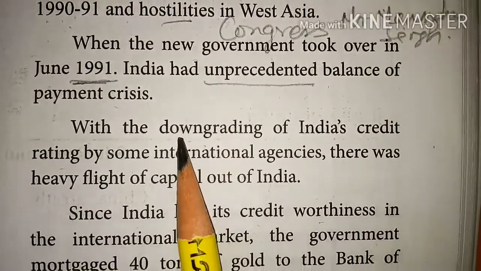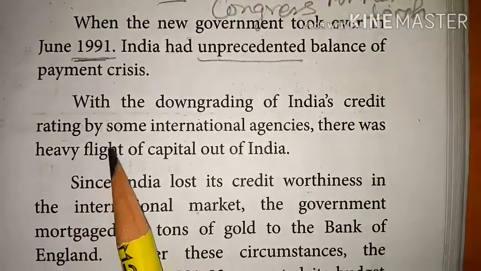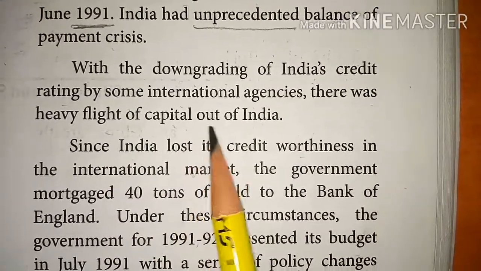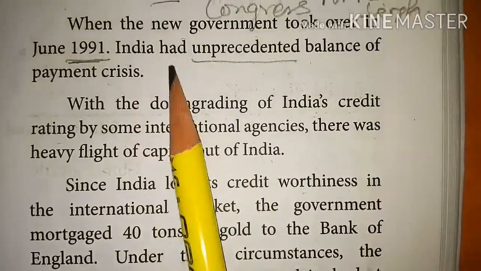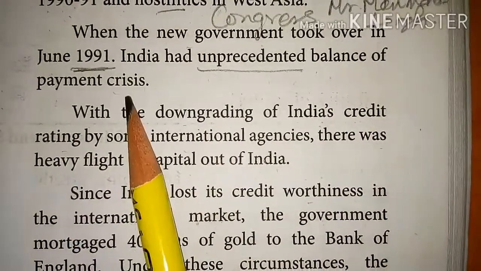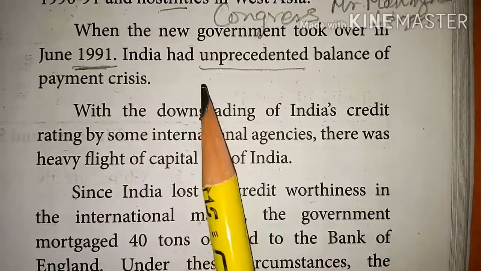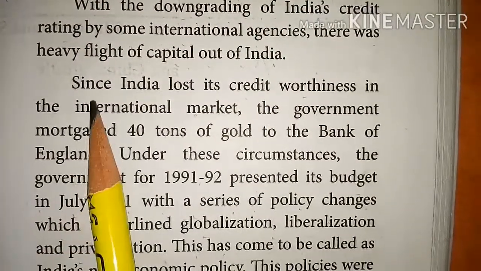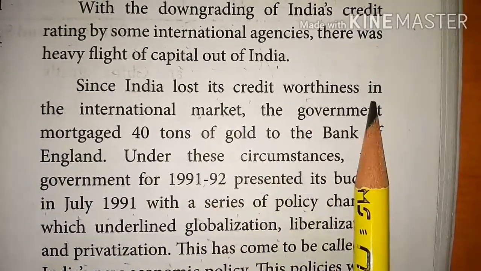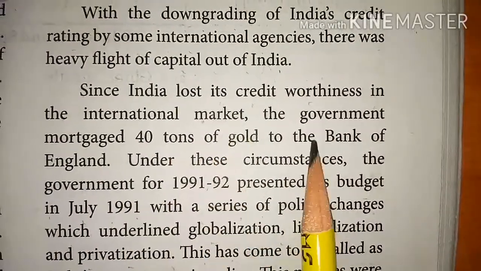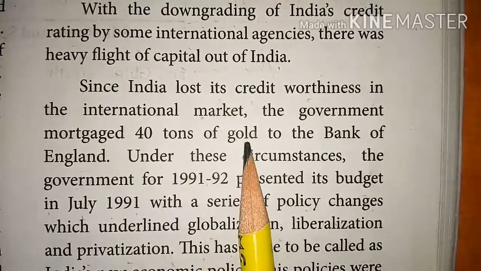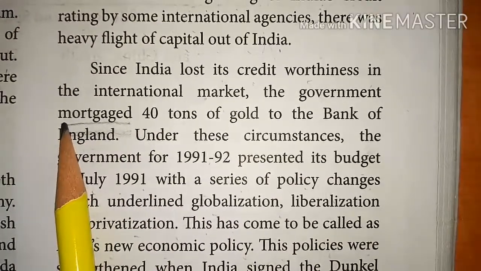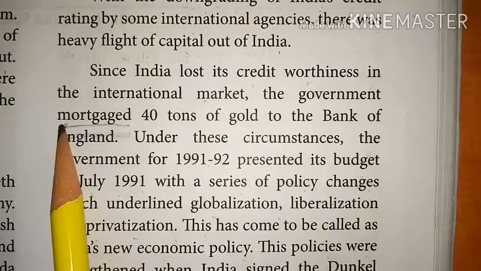And with the downgrading of India's credit rating by some international agencies, there was heavy flight of capital out of India. Actually, India had an unprecedented balance of payment crisis. The நெருக்கடியான நிலைமை, a time of intense difficulty or danger. At that time, India lost its creditworthiness in the international market. The government mortgaged 40 tons of gold to the Bank of England. Mortgaged means the property was mortgaged to a bank.